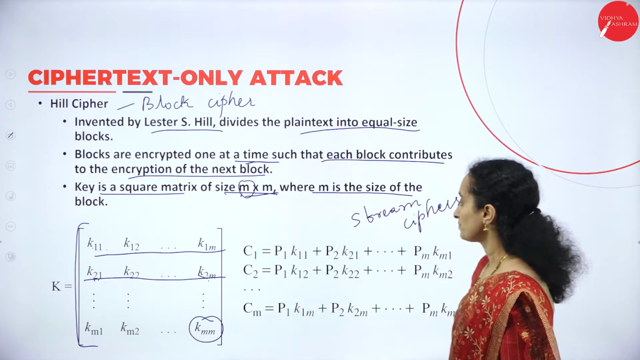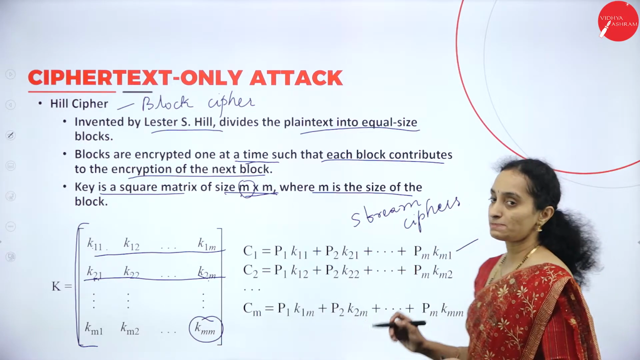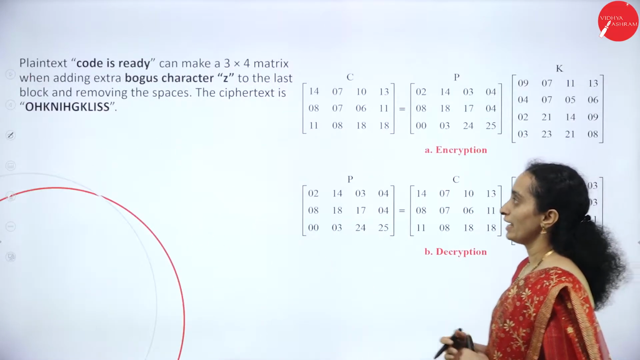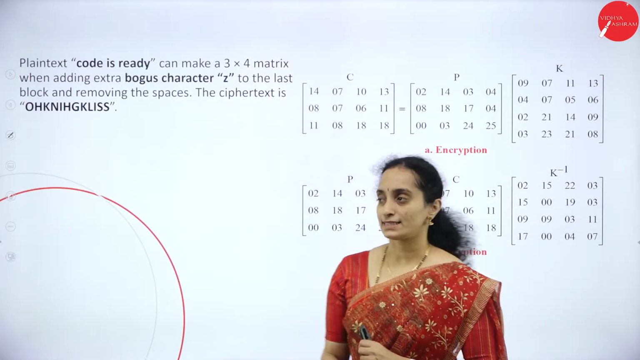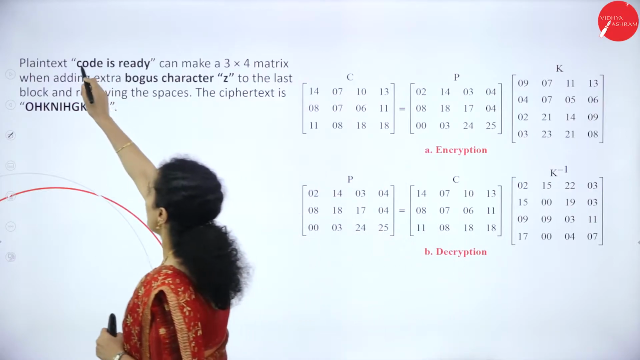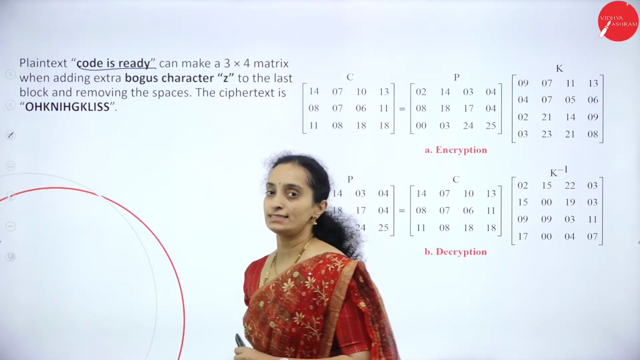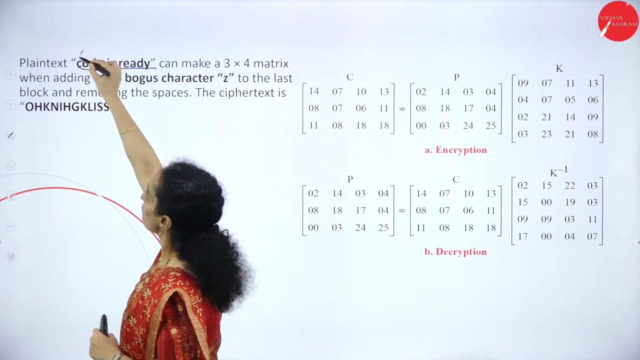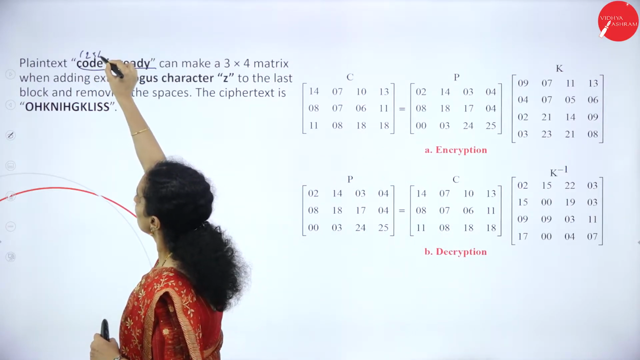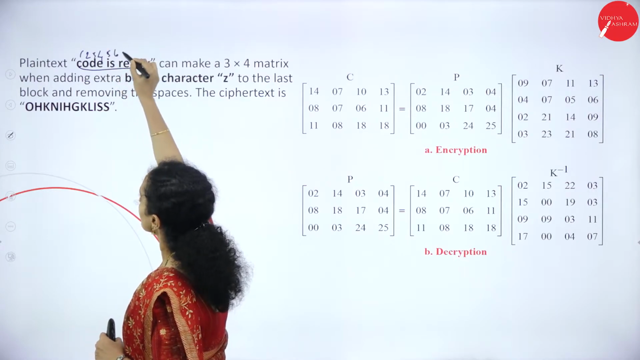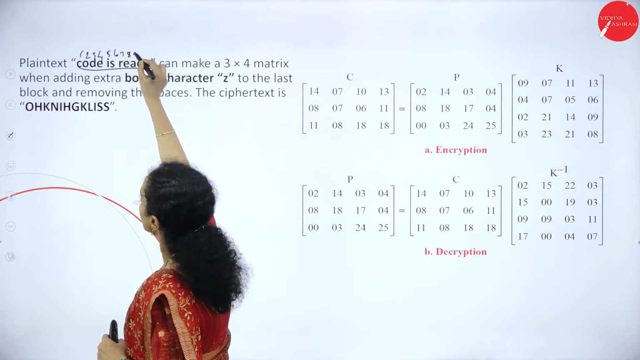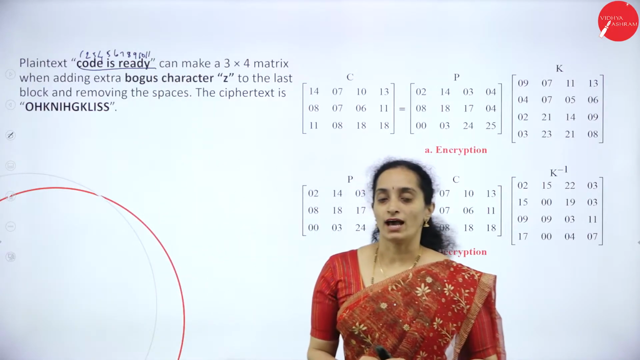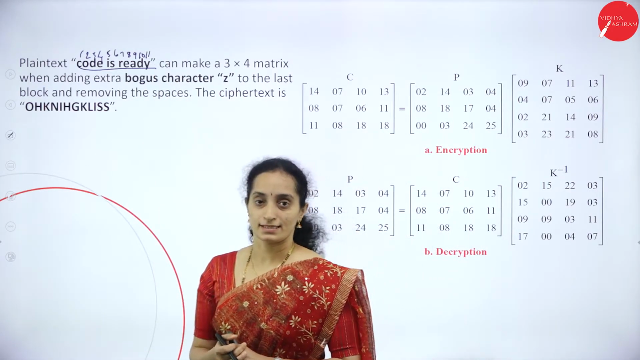All right. Now this is how the encryption can be done in a Hill cipher. If you take an example in Hill cipher, we have the plain text "code is ready". How many characters are there? We have 1, 2, 3, 4, 5, 6, 7, 8, 9, 10, 11. We have 11 characters in this.